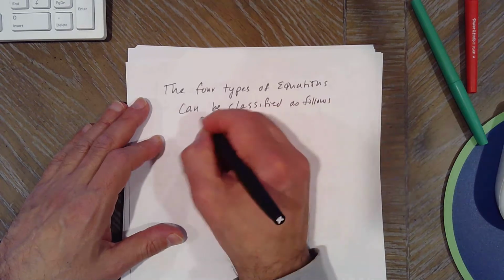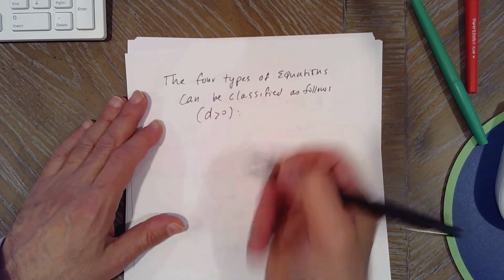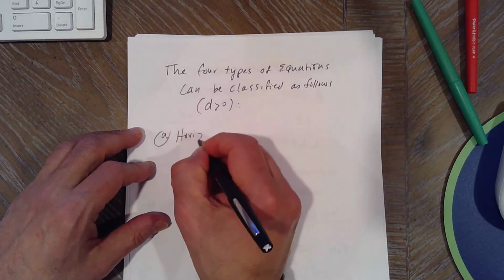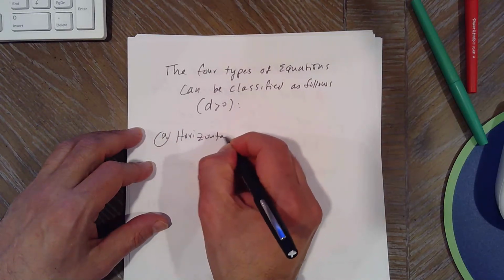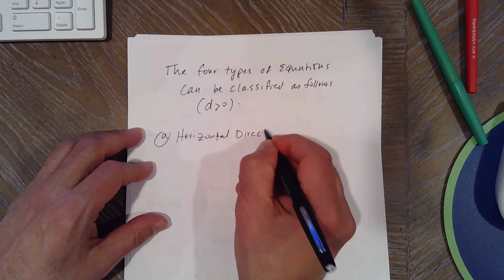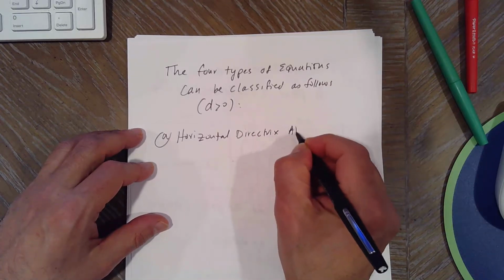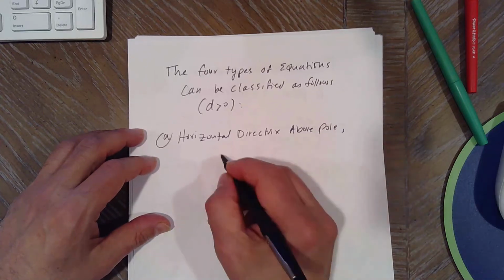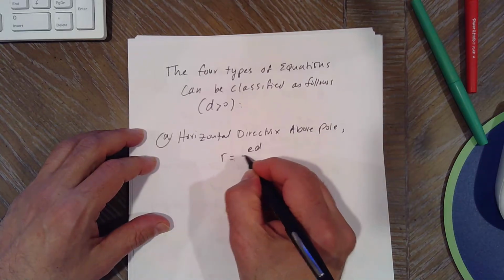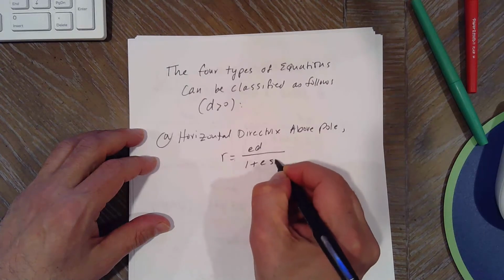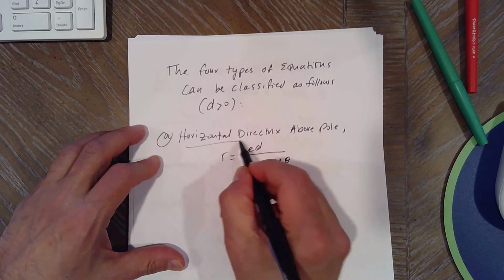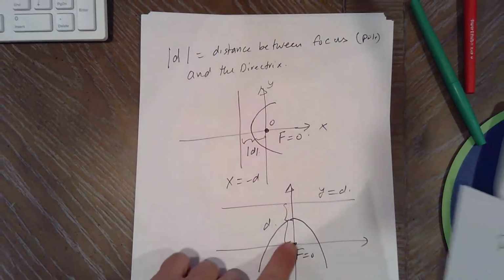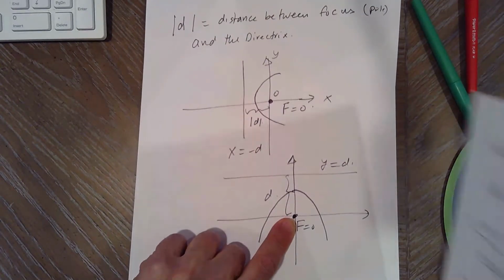In this case, we're going to assume this is positive. If it's negative, we do absolute value. So we have a horizontal directrix above the pole, which is the origin: r equals ed over 1 plus e sine theta. So if we have a horizontal directrix above the pole, you use this equation.